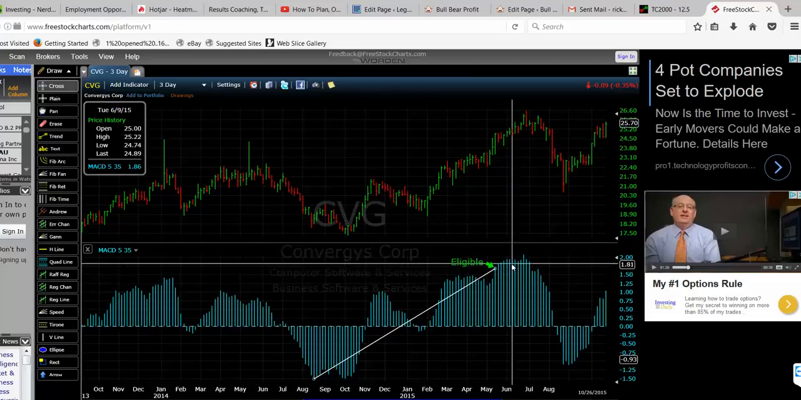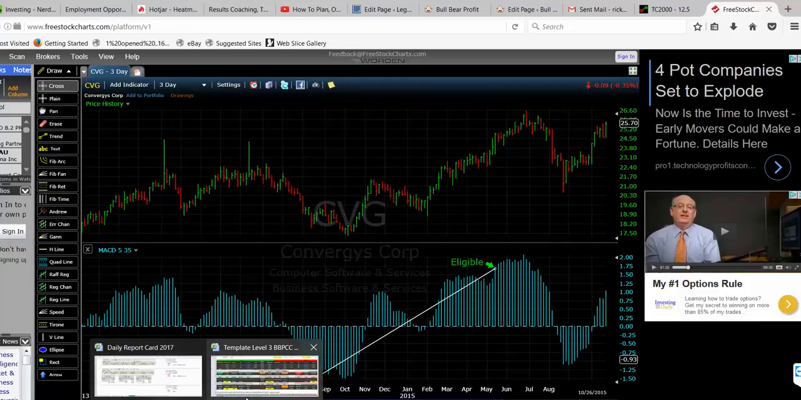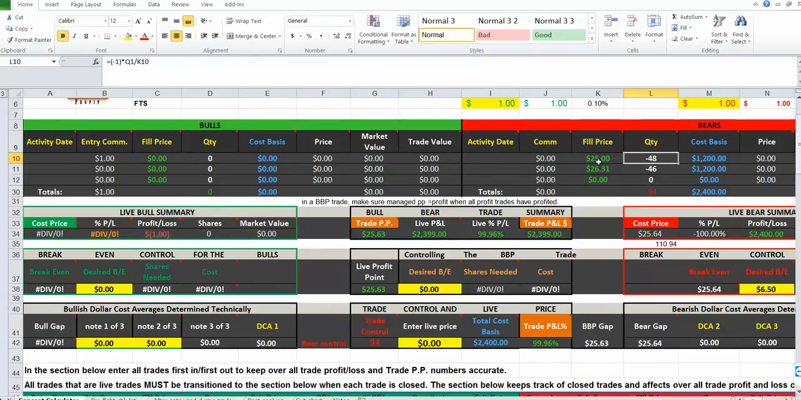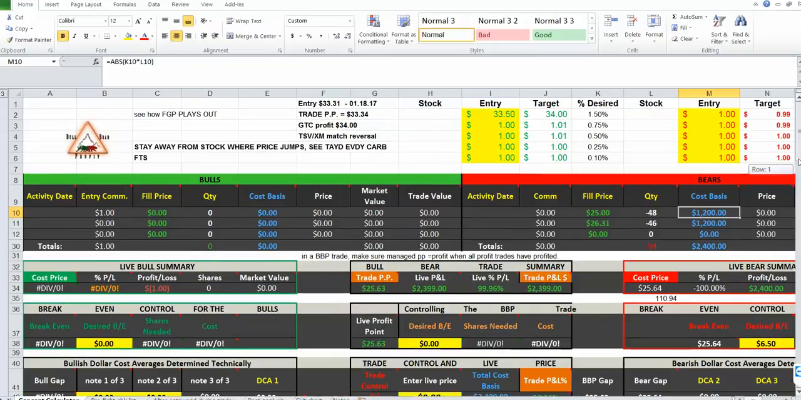So our first entry, you following me? Yeah, that's when we entered the trade. To 25 bucks. So that's our entry, $25. Okay? And we're assuming a $1,200 investment. That doesn't matter. It could be whatever amount of money you want to invest, but I just put 1,200 bucks in. Then the trade moved on.